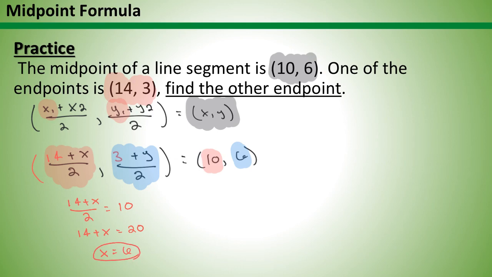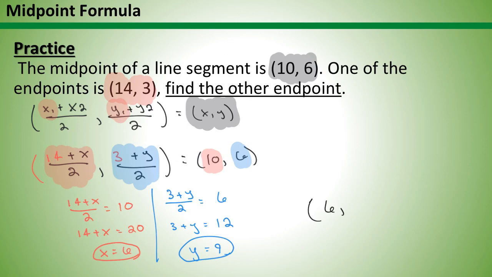That's our x value. For the y value, do the same thing. 3 plus y over 2 is equal to 6. Multiply both sides by 2, and we get 3 plus y is equal to 12. Subtract 3, and y is equal to 9. So the other endpoint here is 6, 9, and that is our answer.